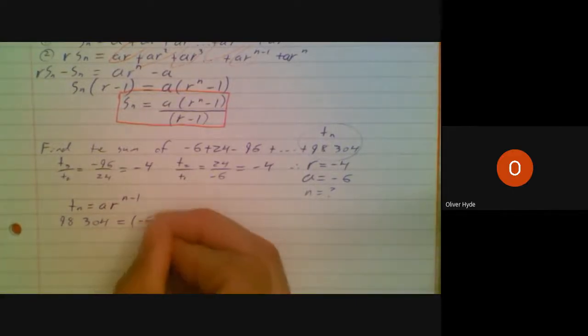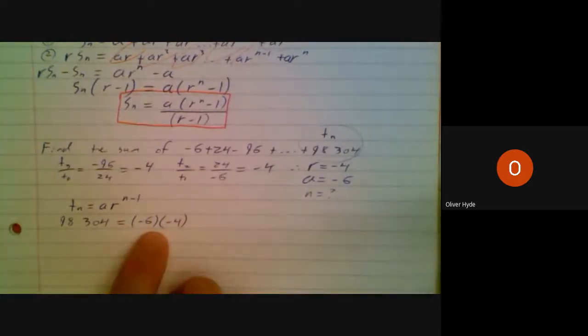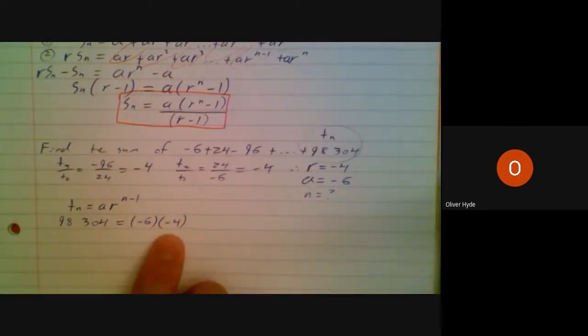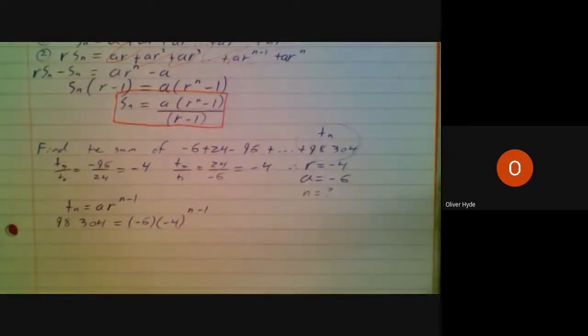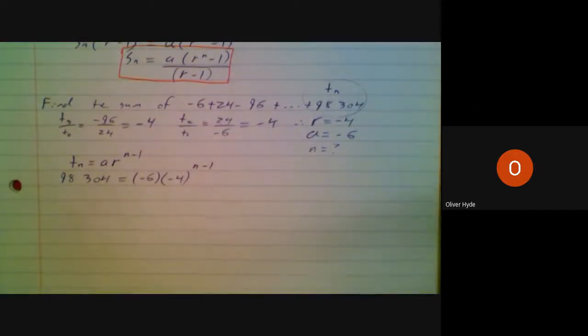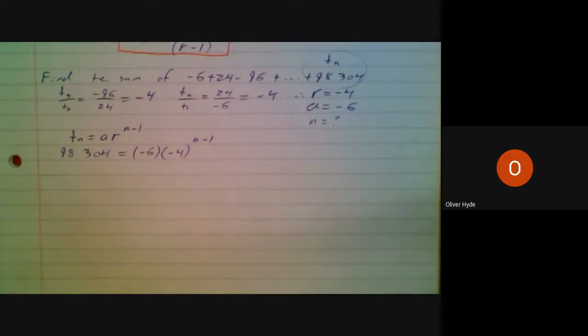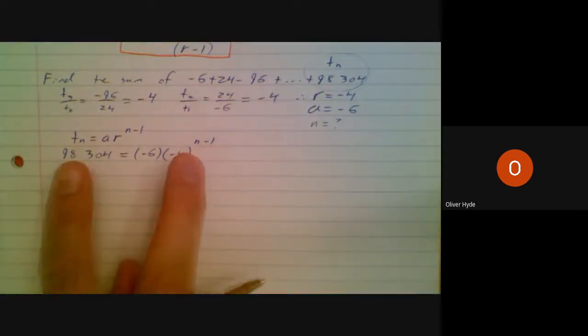98,304 for T sub n. -6 for a. Let's use brackets. They are required here to show the multiplication and required here to show that your base is -4. We did not have to deal with that in Unit 3 because we only worked with positive bases. That has changed now. Okay. And what are we looking at here? We are not solving a linear equation. We're not solving a quadratic equation. We're solving an exponential equation.